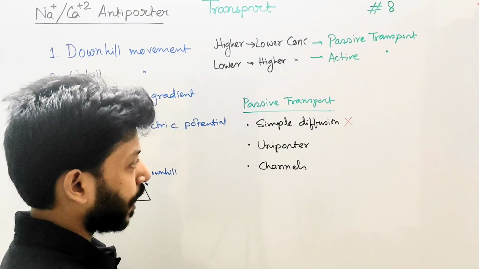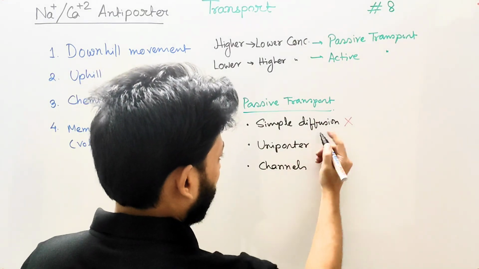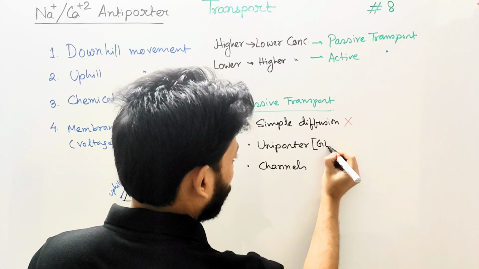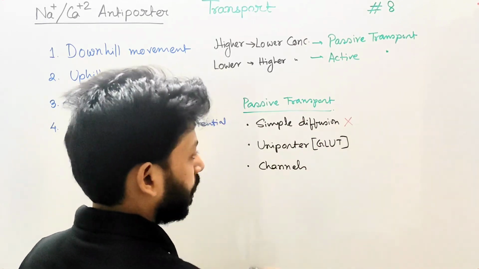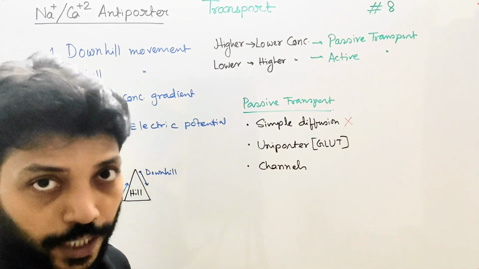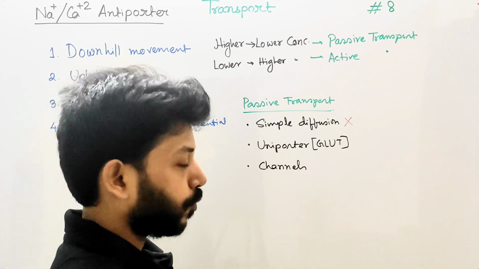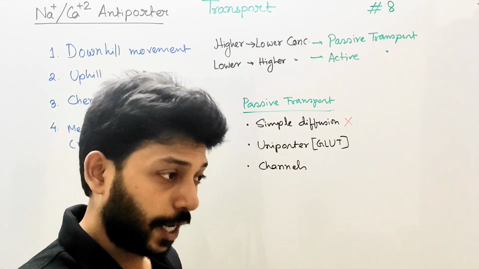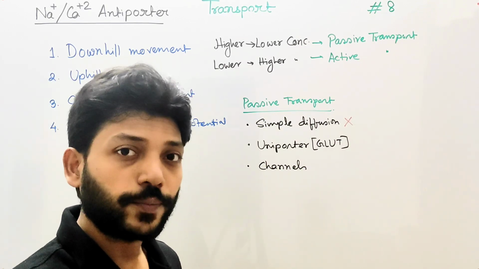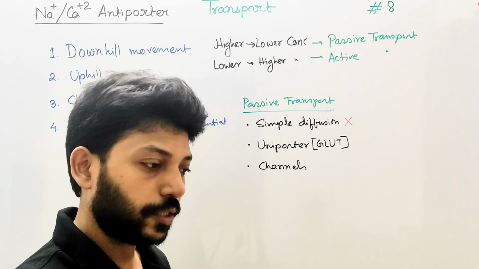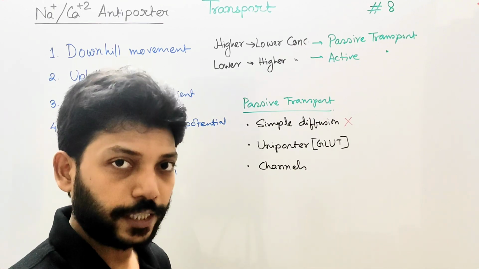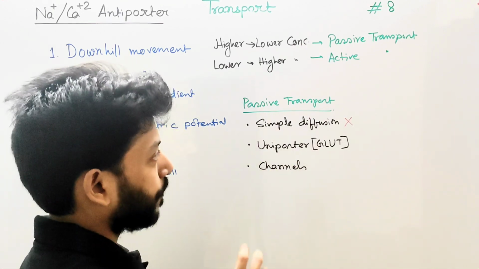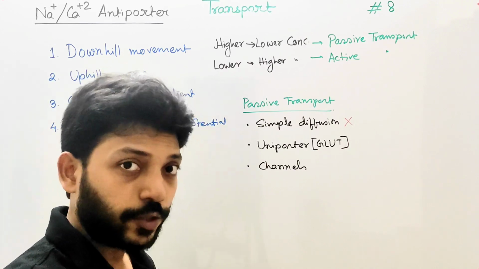In my previous video, I already discussed one example of uniporters called GLUT proteins. These proteins help in the import of glucose from blood. And through the channels, ions and small hydrophilic molecules, water dissolved molecules, can pass. So in these 3 examples, molecules move from higher to lower concentration.